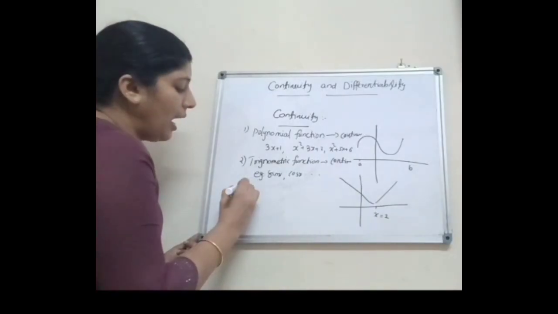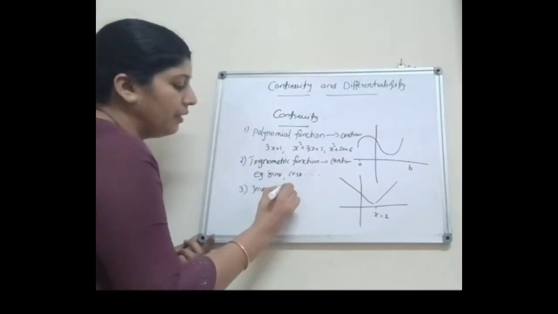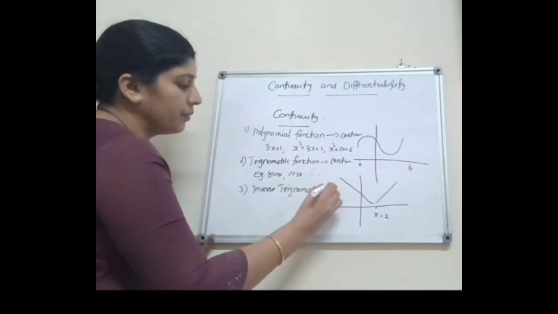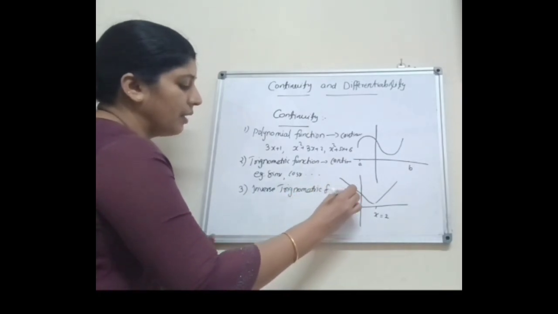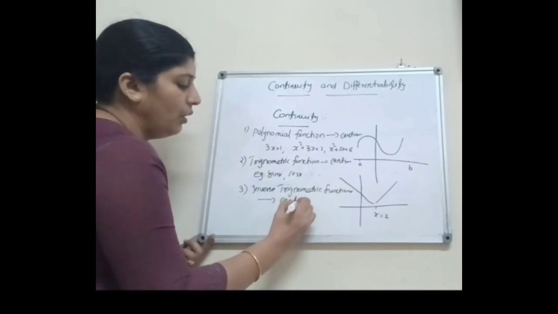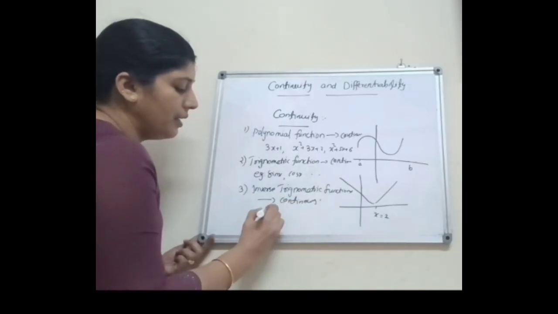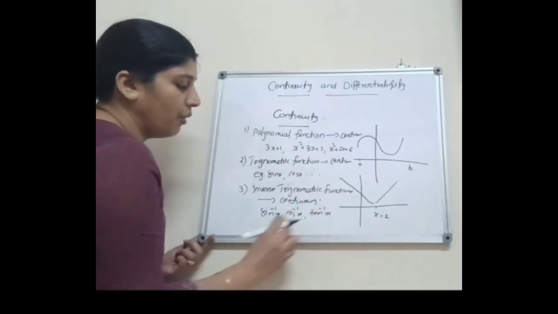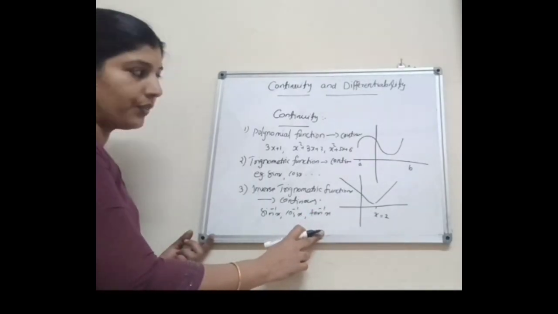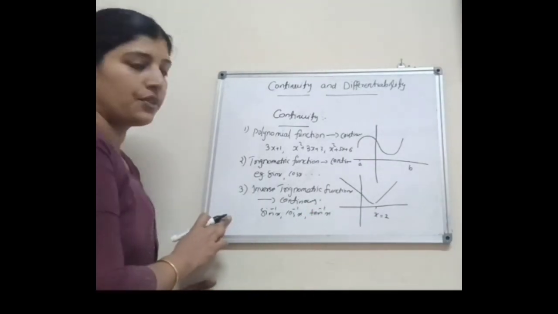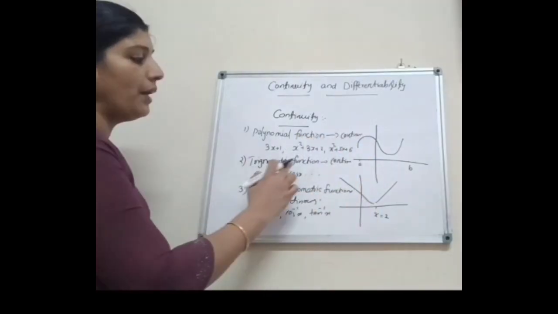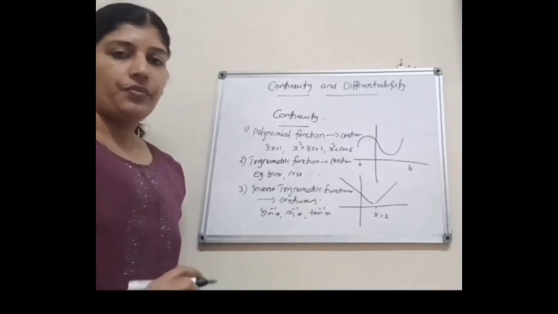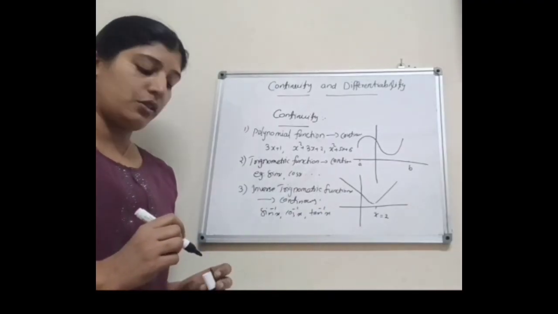Next we can consider the inverse trigonometric functions. Inverse trigonometric functions are always continuous. What are the inverse trigonometric functions? Like sine inverse of x, cos inverse of x, tan inverse of x, like that. These are always continuous functions. That is, these three types of functions are always continuous: the polynomial functions, the trigonometric functions, and the inverse trigonometric functions. Next, we can define properties of continuous functions.